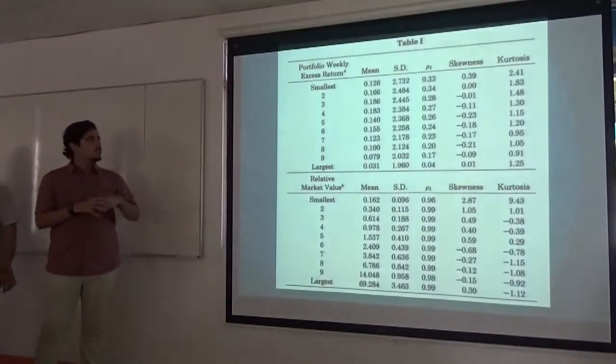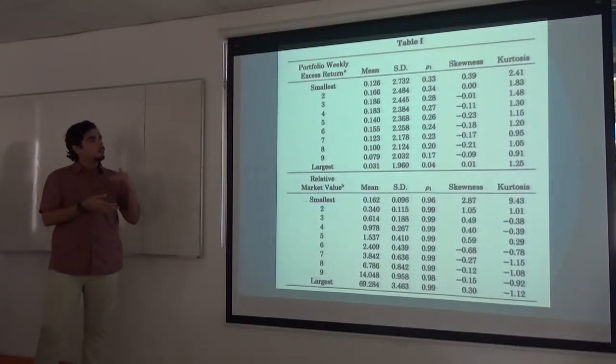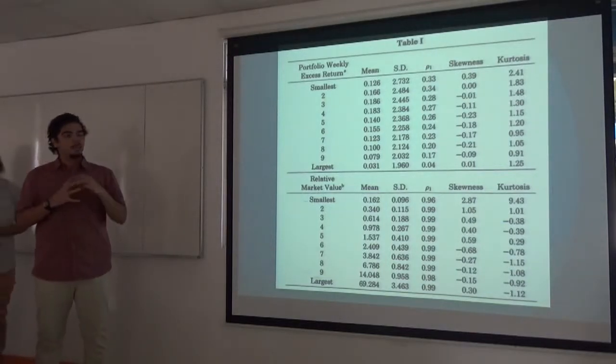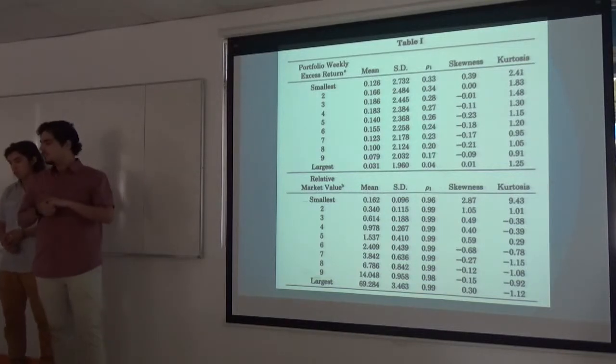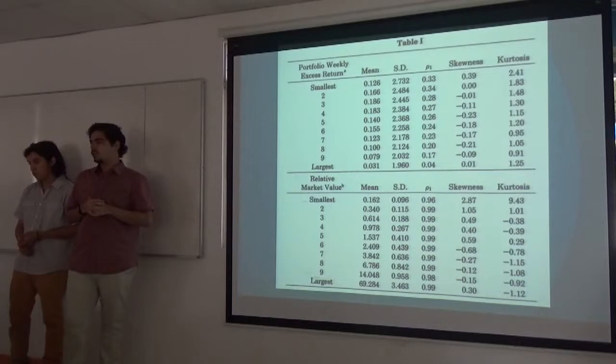Finally, table 1 presents statistical results for the weekly return and the relative market value, with SD the standard deviation, and rho 1 the first order autocorrelation.